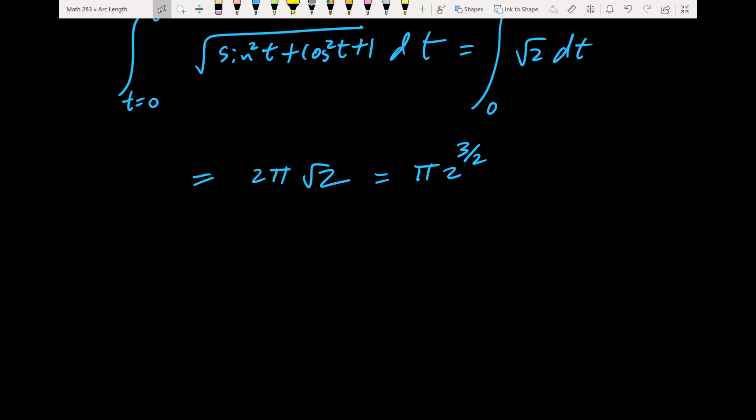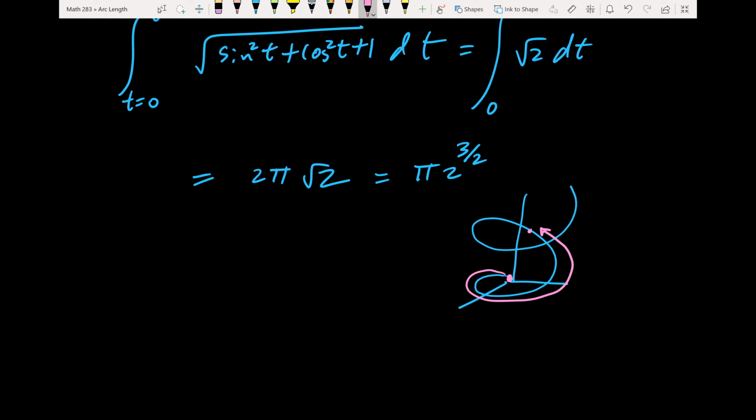If you look at it, this helix would be like what? So from when t is 0 to 2 pi, we want to know the distance, right? That's what we're looking at, right?